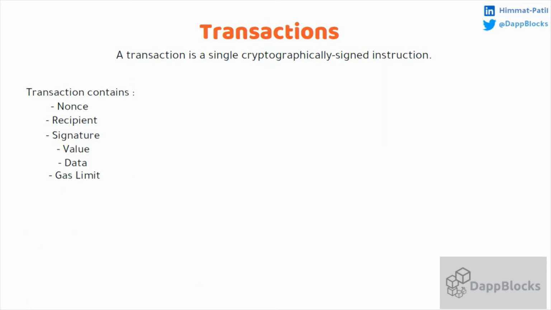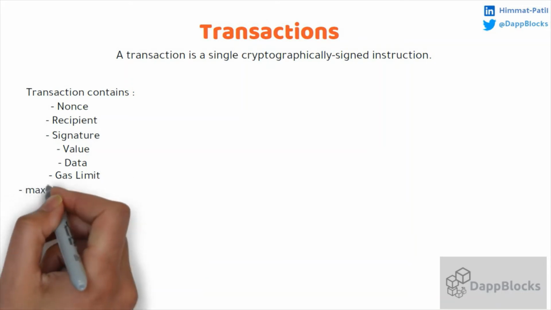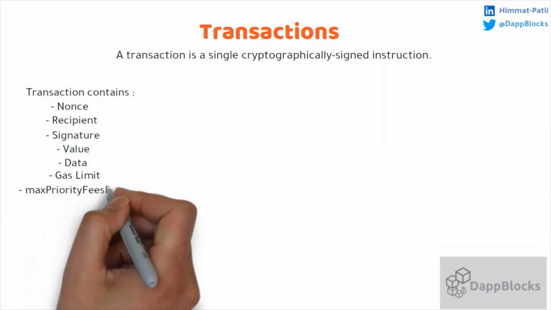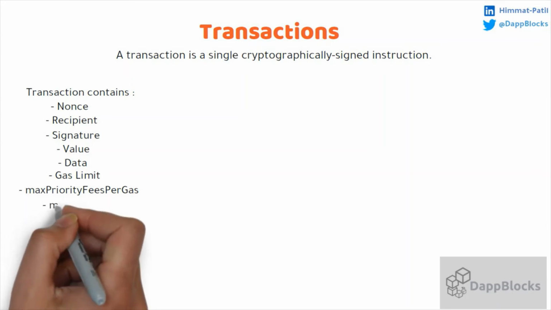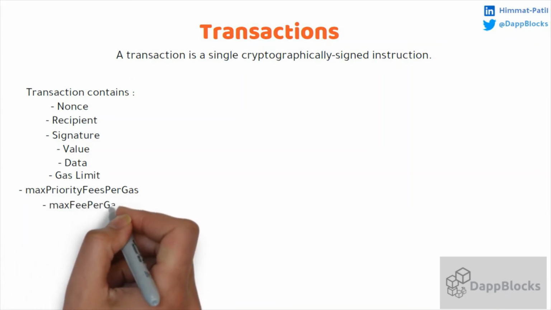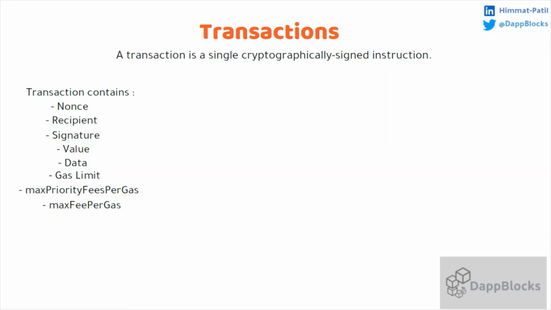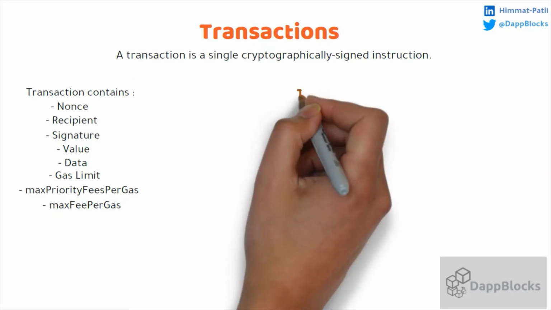Gas limit, the maximum amount of gas units that can be consumed by a transaction. Max priority fee per gas, the maximum amount of gas to be included as a tip to the miner. Max fee per gas, the maximum amount of gas willing to be paid for the transaction.